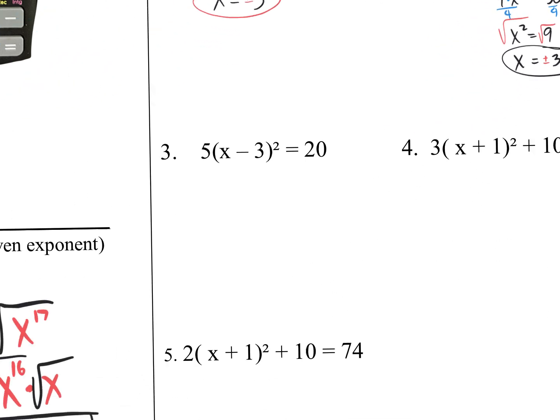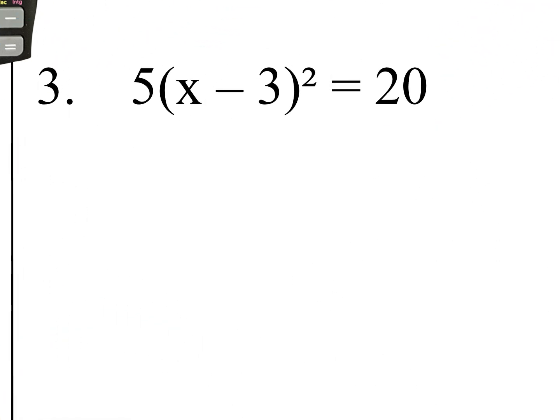Moving on. Number 3, I want to get x by itself. What could I get rid of first?